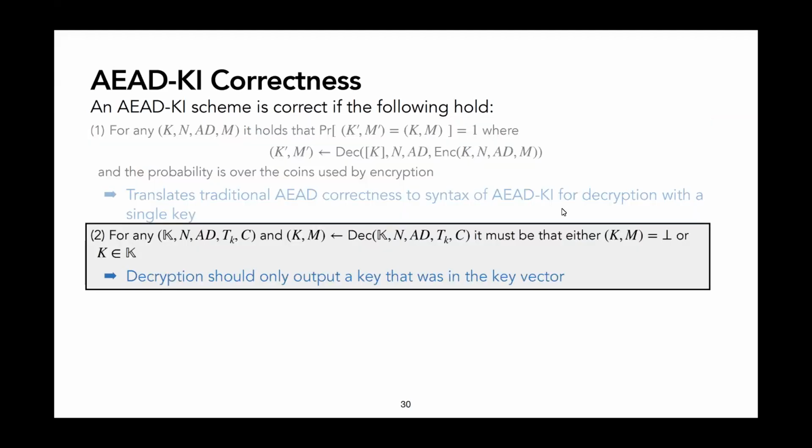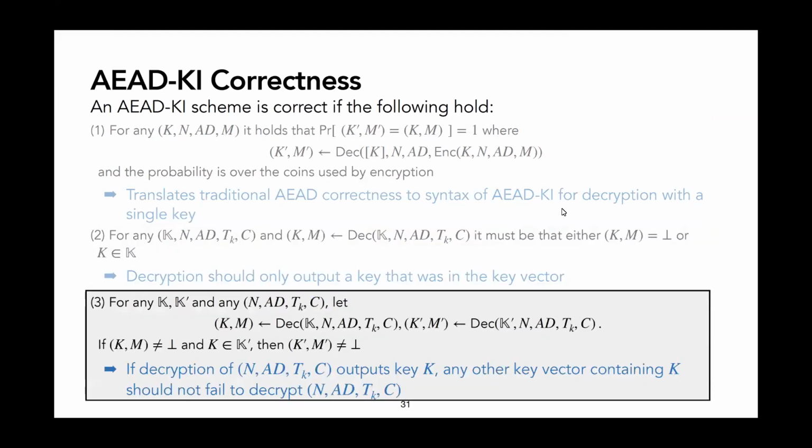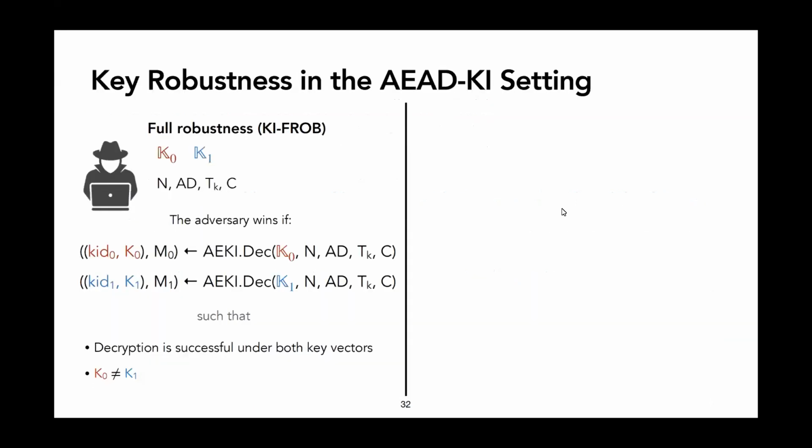Our next correctness condition simply says that decryption should only output a key that was in the key vector. And our last correctness condition says that if the decryption of the nonce, associated data, key tag, and ciphertext outputs some key k, any other key vector containing that key k should not fail to decrypt the ciphertext. This doesn't mean that decryption must return that key, just that decryption should not fail. So now that we've covered our correctness conditions, let's take a look at our key robustness definition in this setting.